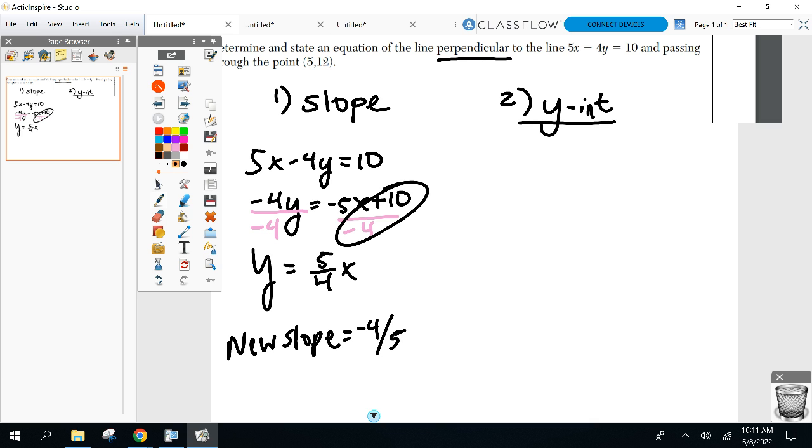Now, how do I find the y-intercept? We always use y equals mx plus b. Plug in a point we know is on the line and the new slope. So do that for me now.